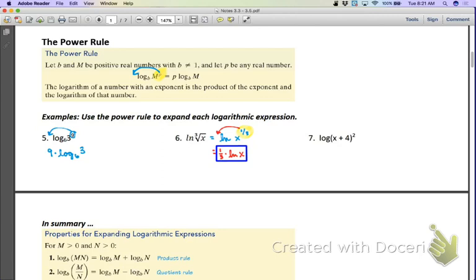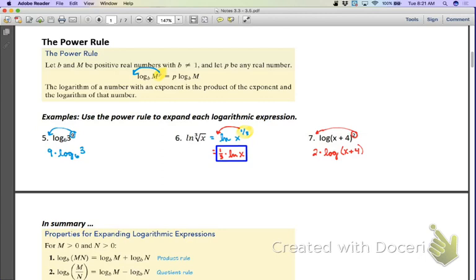Then the last one. Now this one has two things going on. The first thing I have to do, I have log of (x plus 4) squared. So that 2 is going to have to go all the way out in front. So then I have 2 times log of x plus 4. Okay, no it doesn't, I'm thinking multiply. So I didn't need to do anything there.